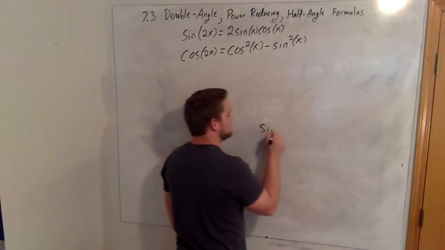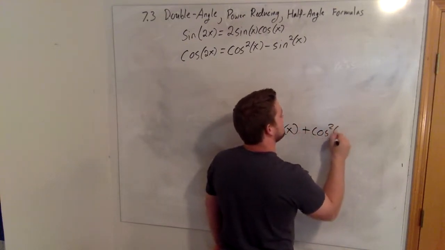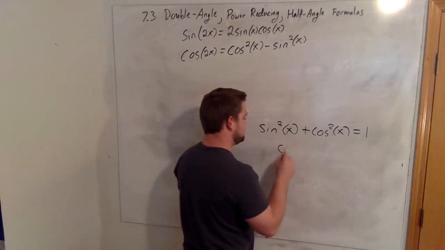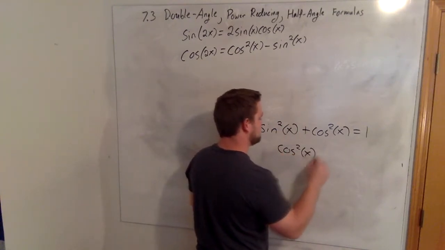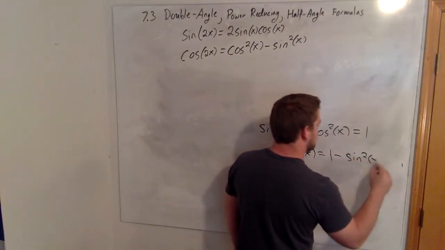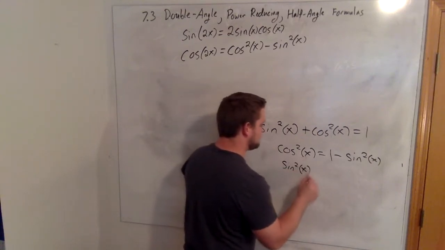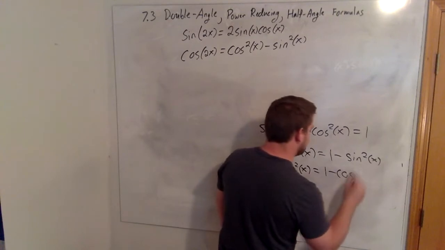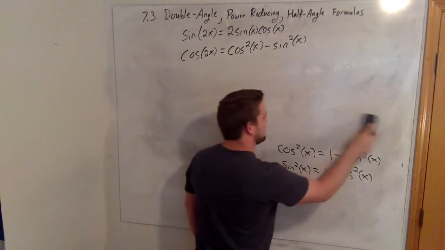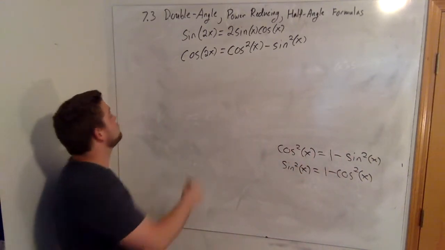So we know, or I hope we know, that sine squared plus cosine squared is 1. So we have that cosine squared of x is equivalent to 1 minus sine squared of x. Or, similarly, that sine squared of x is equivalent to 1 minus cosine squared of x. Okay, so I'll erase this piece right here. We're just going to make those replacements into the double angle formula for cosine.